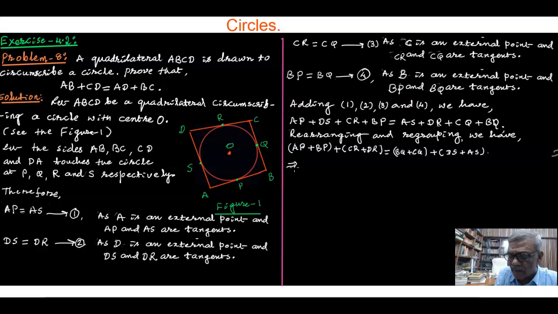And this implies AP plus BP, AP plus BP equal to AB, plus CR plus DR. CR plus DR equal to DC, and that equals BQ plus CQ. BQ plus CQ means BC, plus DS plus AS. DS plus AS equal to AD, and therefore AB plus CD, the same thing, DC or CD, I can write, equals AD plus BC, which we wanted to prove.